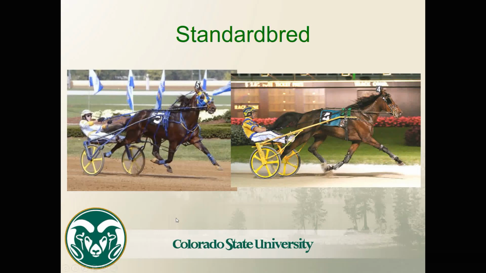Harness racing like this is what Standardbreds are known for. No horse can trot faster than a Standardbred, okay? They cover an incredible amount of ground at a 2-beat gait, and the same would go for that pace, okay? Usually pacers are even faster than the trotters, okay? This little cart that they're pulling behind them is referred to as a sulky.